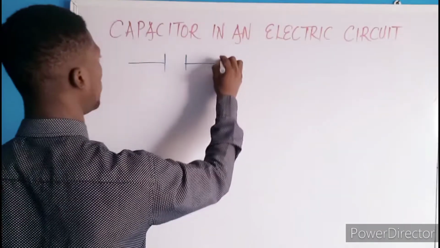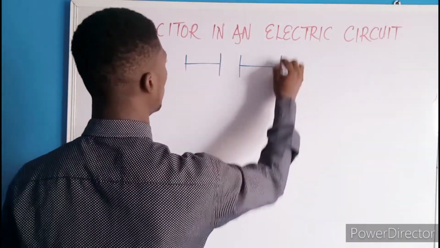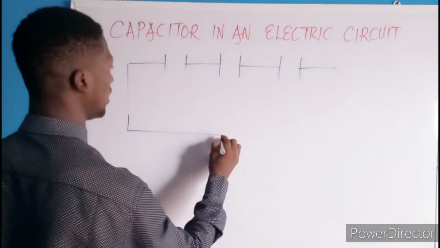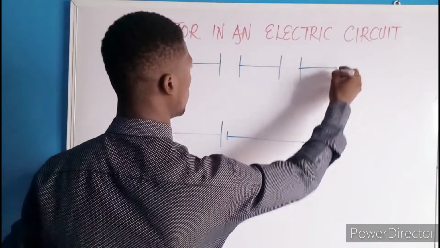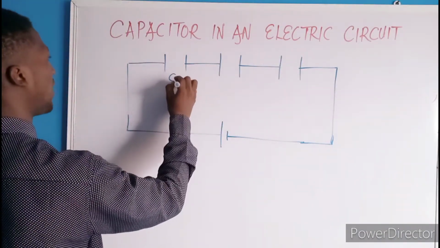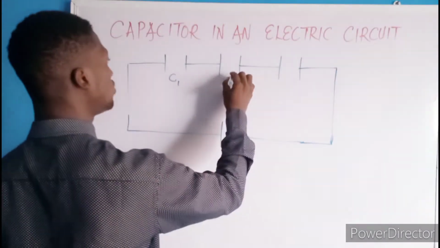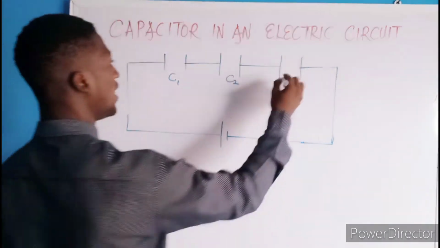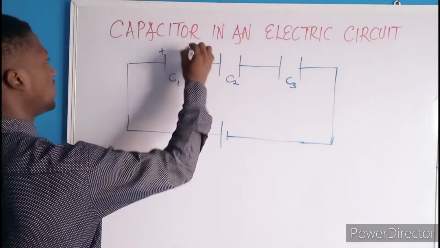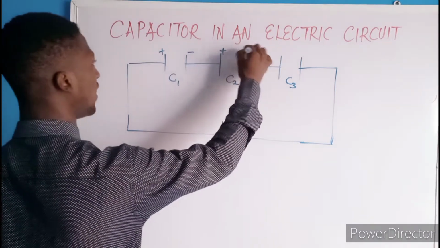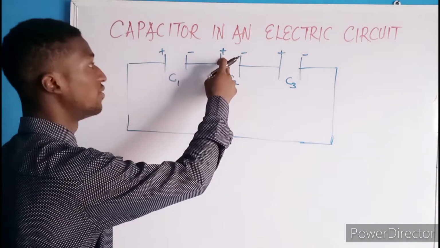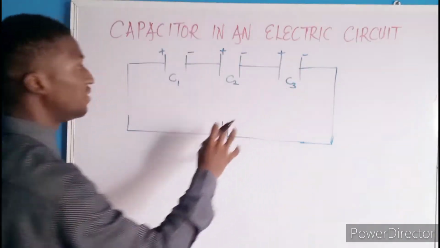Now let's see what I mean by series arrangement. We can have it connected to a source here. In this arrangement, the first capacitor we call C1, the second capacitor we call C2, and the third capacitor we call C3. This can be the positive end here, and this will be the negative. This is positive and this is negative, positive, and negative, meaning that the negative is connected to the positive. So in this case, it forms a series arrangement.